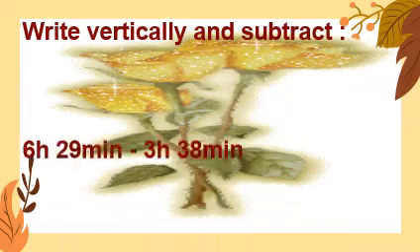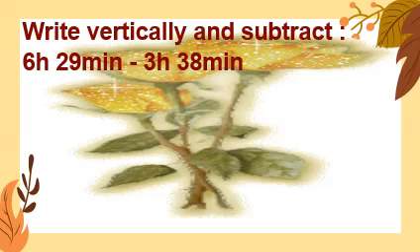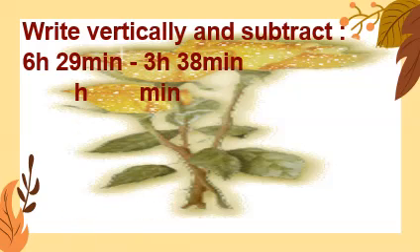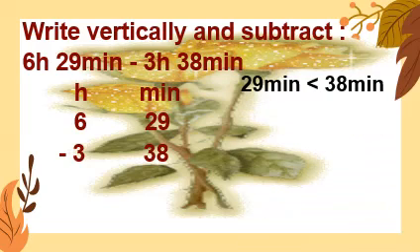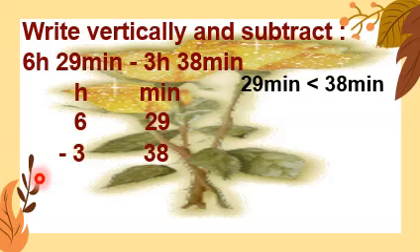Write vertically and subtract: 6 hours 29 minutes minus 3 hours 38 minutes. First we will write them vertically according to the columns of hours and minutes: 6 hours and 29 minutes, and minus 3 hours and 38 minutes. Now 29 is less than 38. It means we cannot subtract 38 from 29. So what do we do?